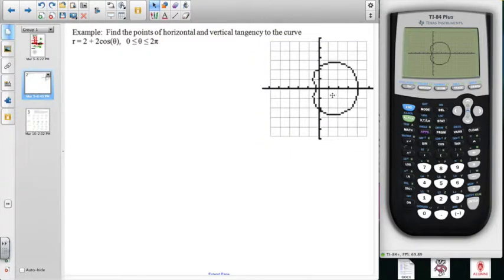And it says find the points of horizontal and vertical tangency to the curve. So by inspection, you can see that we have points of vertical tangency right here and here and here. So we can draw our vertical tangent lines. And if you notice, this vertical tangent line and that vertical tangent line are the same line, just two different points on that line. And that vertical tangent line is there. And then we have some horizontal tangents here and here.